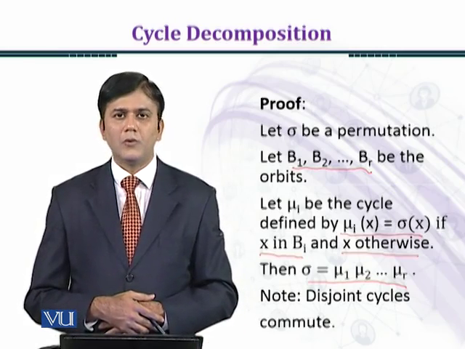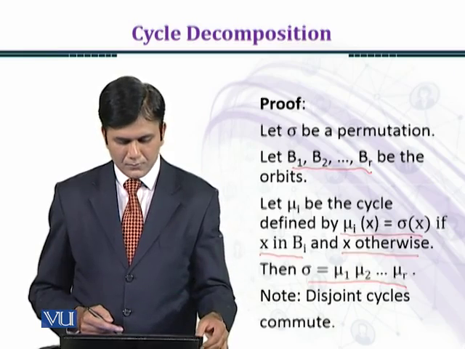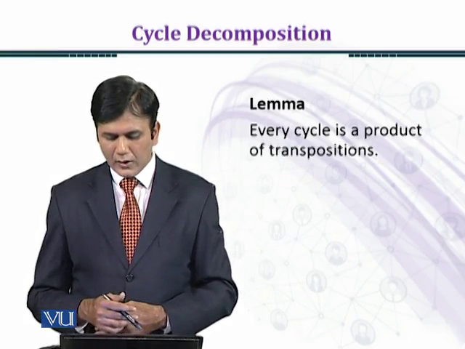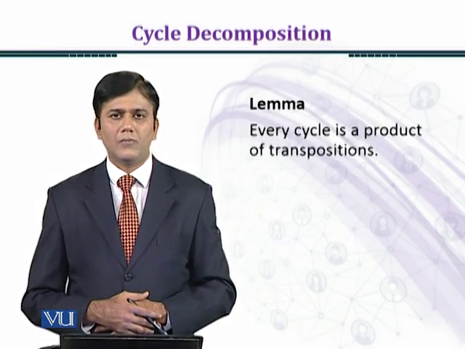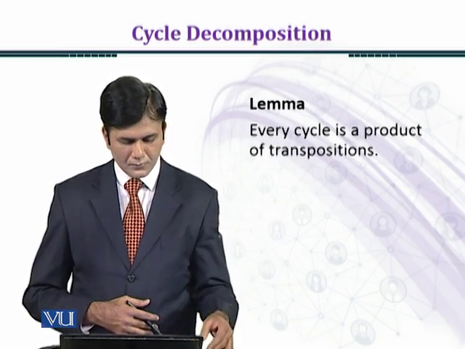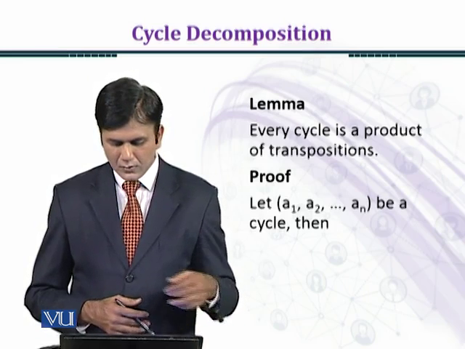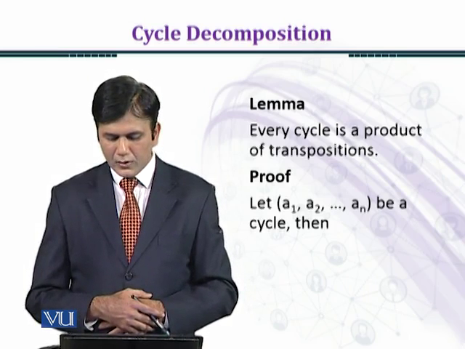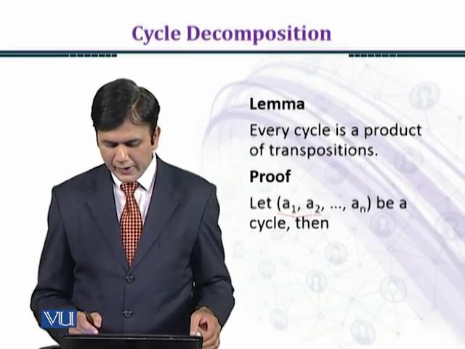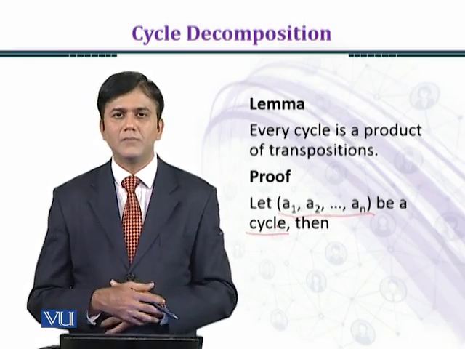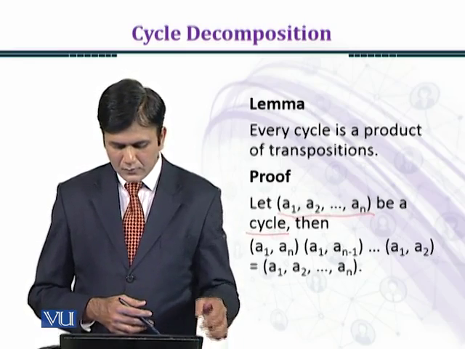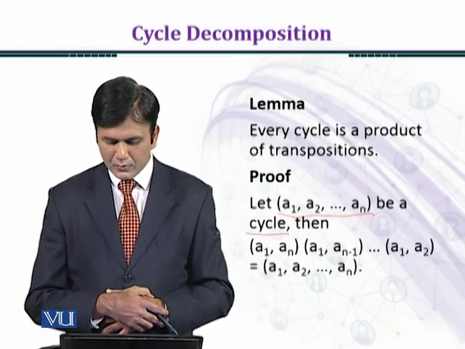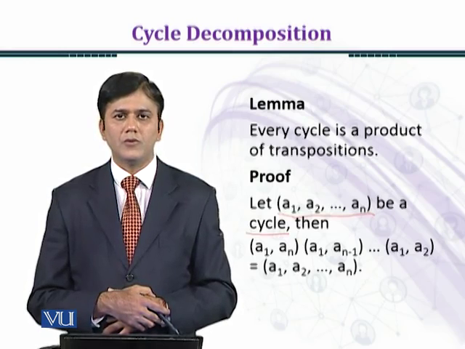Disjoint cycles commute. Now we state a lemma. Every cycle is a product of transpositions. Now we prove this lemma. Let A1, A2 up to An be a cycle. Then we try to write this in the form of product of transpositions.